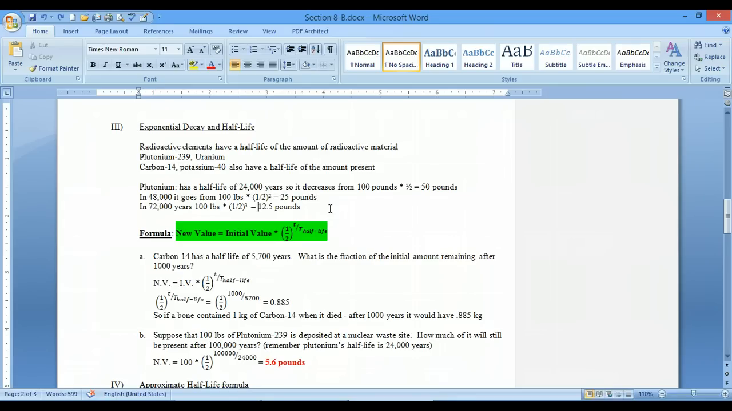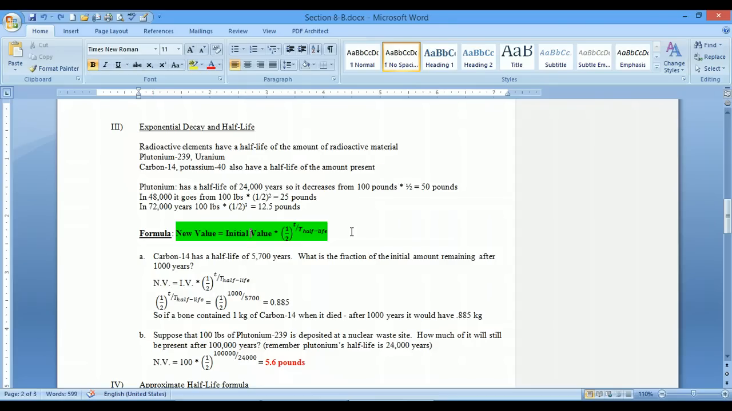This one is very similar to the doubling, except that this one is new value equals the initial value times 1/2 raised to the t over the t of the half-life. This t is the elapsed time, and this is the time that the half-life occurs. So let's go on to the next one.